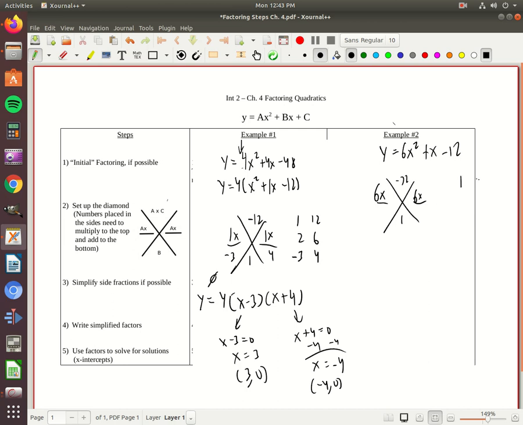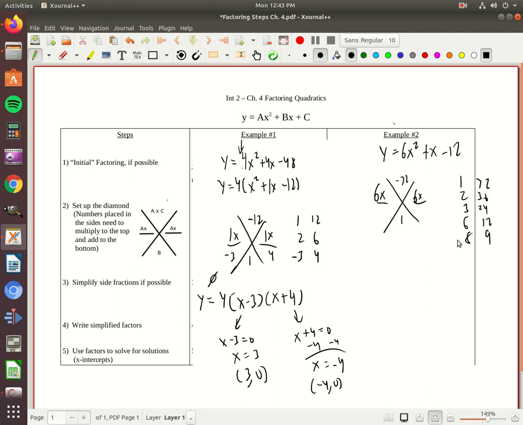Now, 1 and 72 isn't going to go to 1. 2 and 36 isn't going to go to 1. 3 and 24, I think? They're not one away from each other. 5 doesn't work. 6 and 12, no. 7 doesn't go in. 8 and 9. All right, 8 and 9 might work.